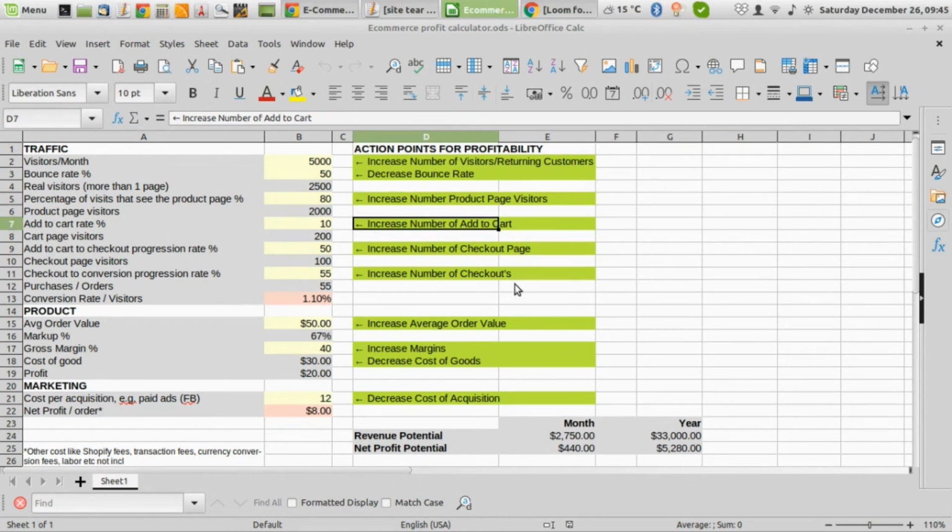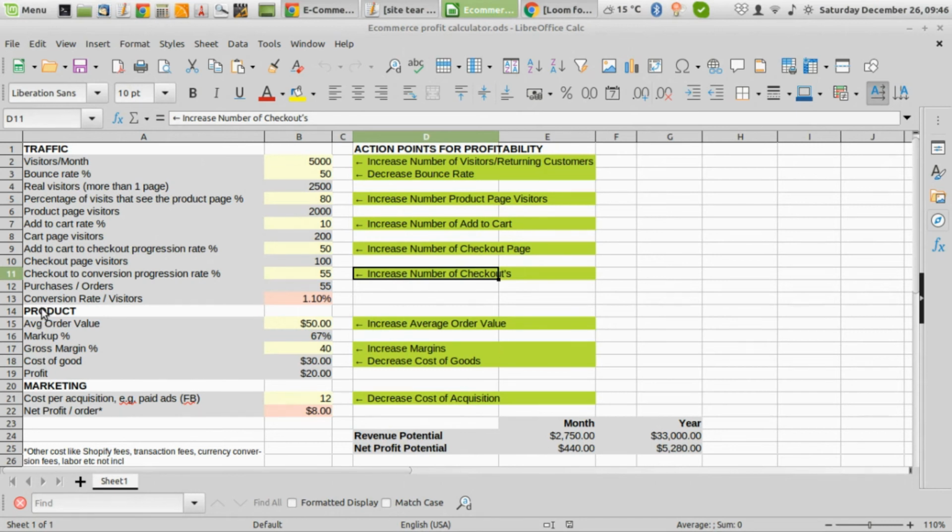Next one is we want to increase the number of the add to cart. Again, we're talking about optimizing the store, optimizing the product description, the imaging, and so on and so forth. Everything that has to do with the product page to build up trust, so that people really want to buy from you. Next one is increase the number to the checkout page. So now we are optimizing the add to cart page, and then we're optimizing the checkout page so that we increase the number of checkouts, that people are not dropping out in the last step of the purchase funnel.